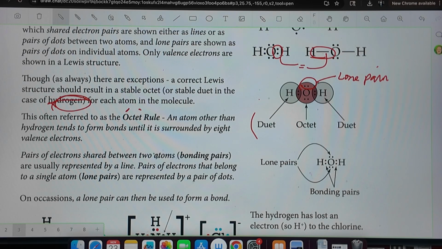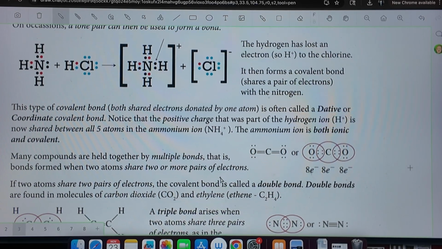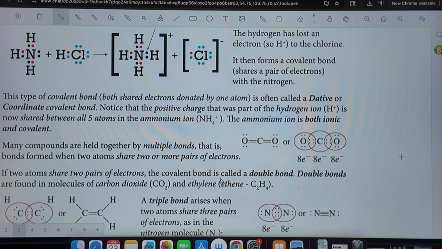Pairs of electrons shared between two atoms, bonding pairs, are usually represented by a line. Pairs of electrons that belong to a single atom, lone pairs, are represented by a pair of dots. We talked about that. On occasion, a lone pair can be used to form a bond. The hydrogen has lost an electron, so H plus to chlorine, right, HCl. And we see this phenomenon here, right? H brings its 1, Cl brings its 7, and then they get to share. The hydrogen gets to have its duet, and chlorine can have its octet.